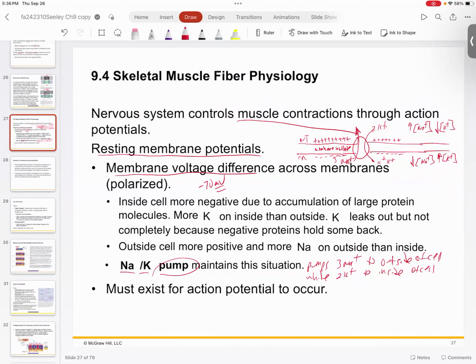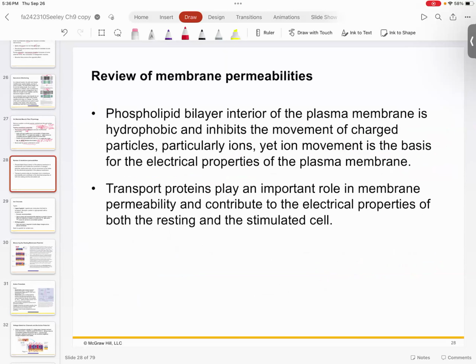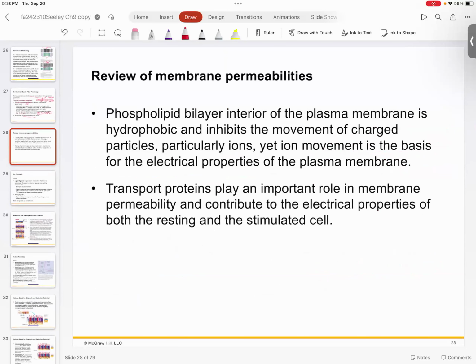So ultimately, this has to occur in order to get an action potential. Your sodium and your potassium drives your action potential. Ultimately then your phospholipid bilayer, because it is hydrophobic and it does not allow passage of ions, particularly positively charged ions and negatively charged ions, is what gives it this sort of electrical property as an insulator.